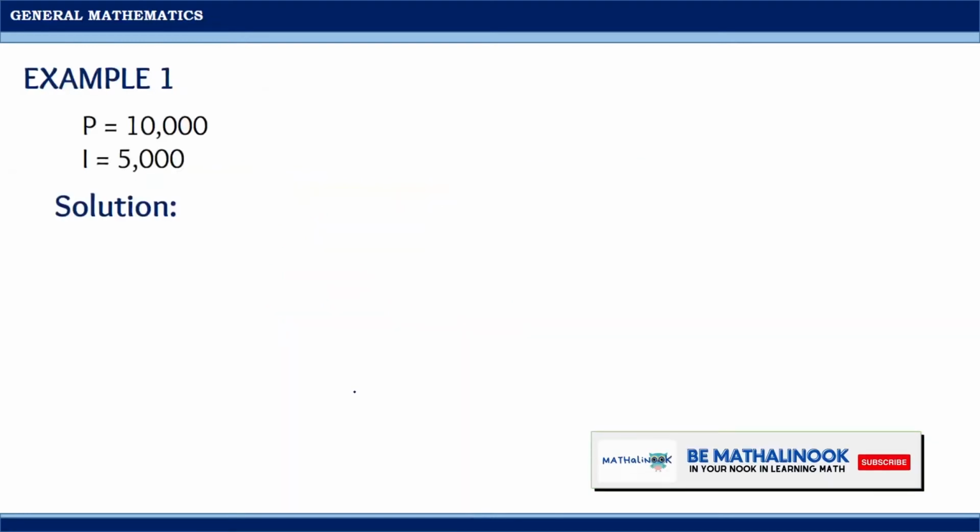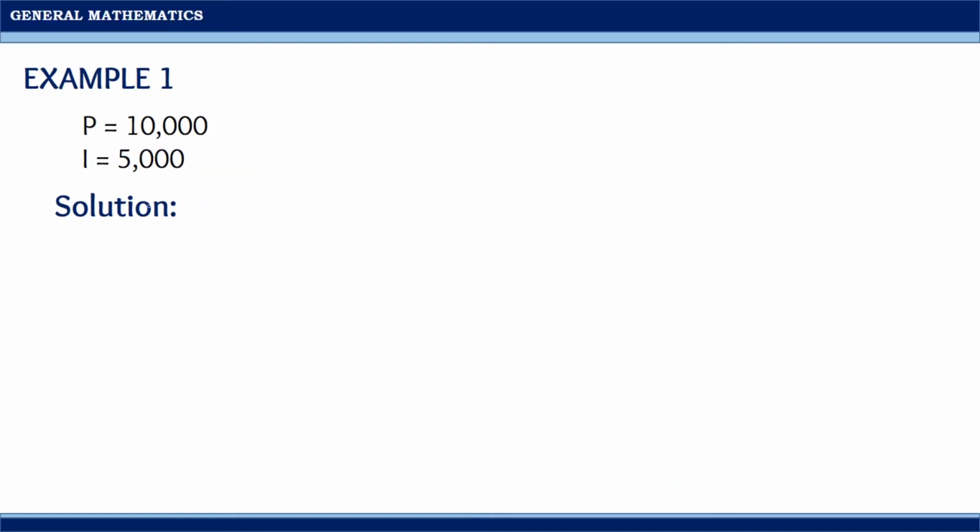Let us consider this example. Solve for the future value when the principal is equal to 10,000 and the interest is equal to 5,000. Since you were given the principal and the interest, then we will be using the first formula wherein F is equal to the principal plus the interest. Therefore, substituting our given to the formula, we're going to have 10,000 plus 5,000. And simplifying this, the future value will be equal to 15,000.